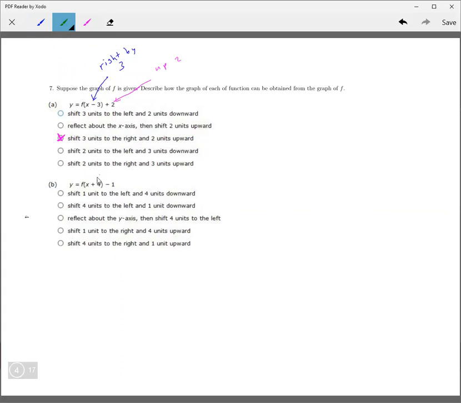Let's see this one right here. That's going to be left by 4, and that's going to be down 1, because this is inside, that's outside. So left 4, and down 1. So that'll be this answer here.